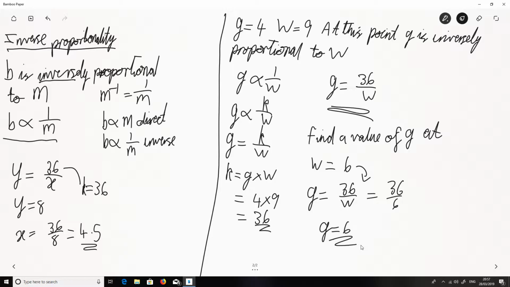So these questions, they may seem daunting at first, but once you get your head around the concept that it's literally just form an equation of y equals kx for direct and y equals k over x for inverse, then it's just a simple matter of substituting in and rearranging. So I'll go through one more example of each just to make sure you fully know what's going on, and then have a go at some examples yourself, and you should find that if you follow this method, you'll get the right answer.